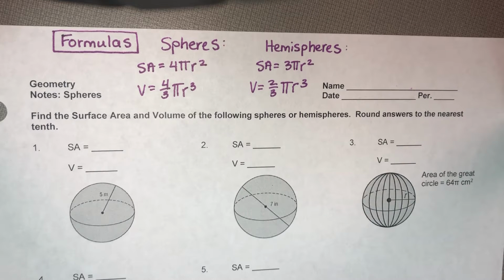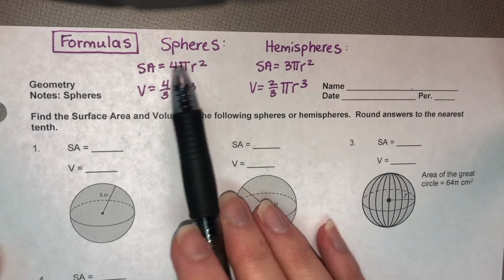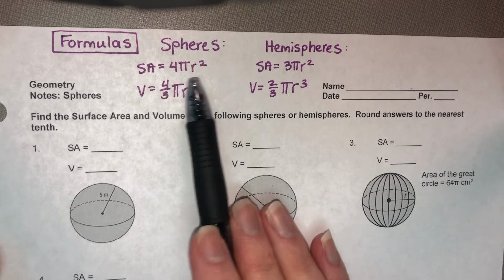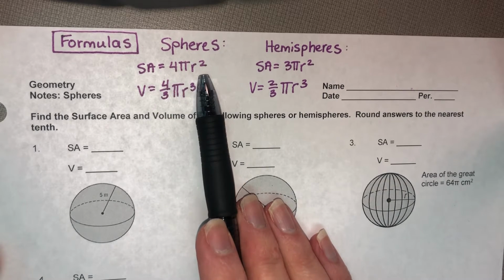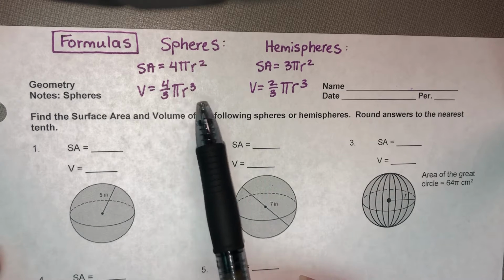Hi, welcome to geometry. Today's lesson is about finding the surface area and the volume of spheres and hemispheres. So we've got the formulas right up here at the top. To find the surface area of spheres, the formula is 4 pi r squared, and the volume of a sphere is 4/3 pi r cubed.